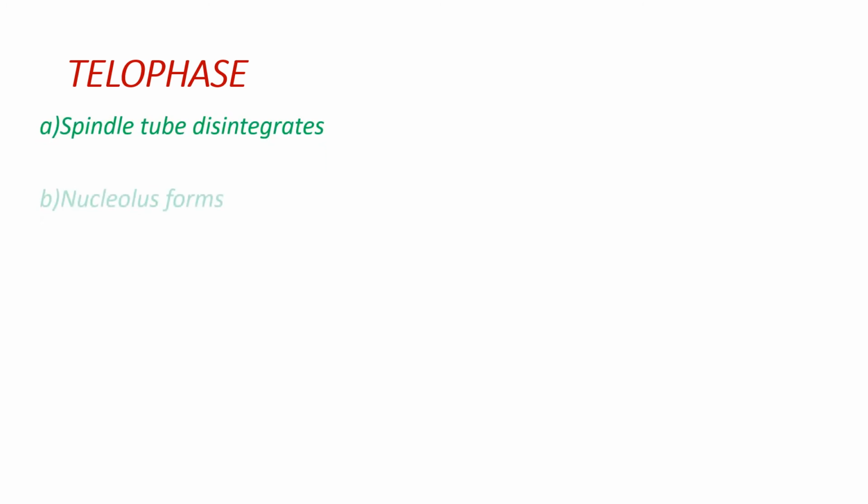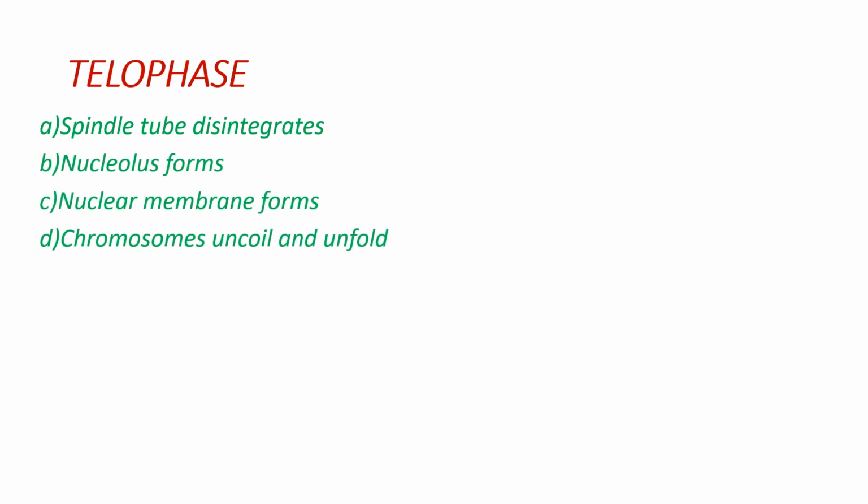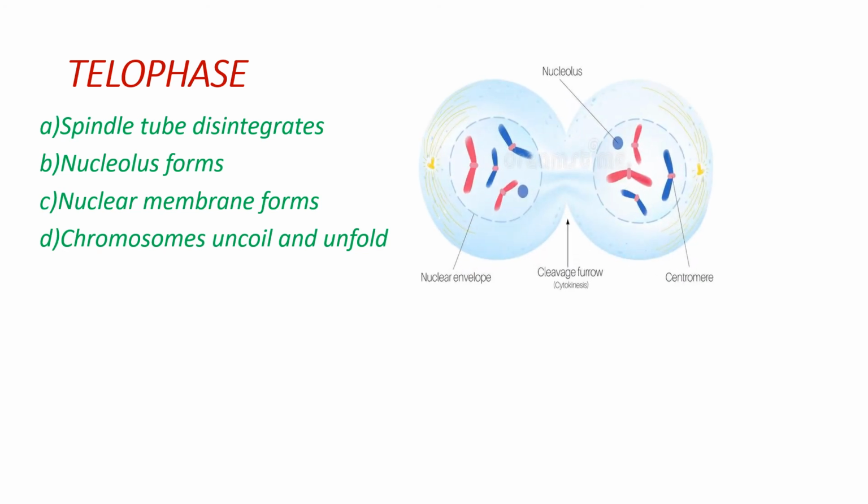The next stage of mitosis is telophase. The events occurring during telophase are the spindle tube disintegrates, nucleolus forms, nuclear membrane forms, and the chromosomes uncoil and unfold. In the image, you can see nucleolus and nuclear membrane around the divided chromosomes. By the end of the telophase, the nucleus is divided and now the cytoplasm has to be divided. The division of cytoplasm is called cytokinesis.